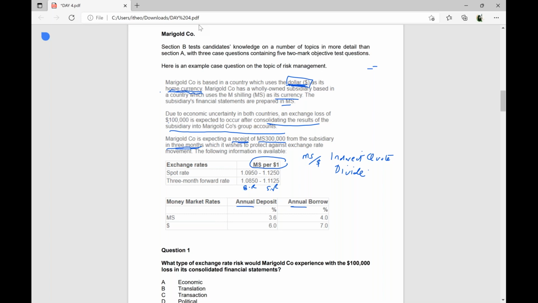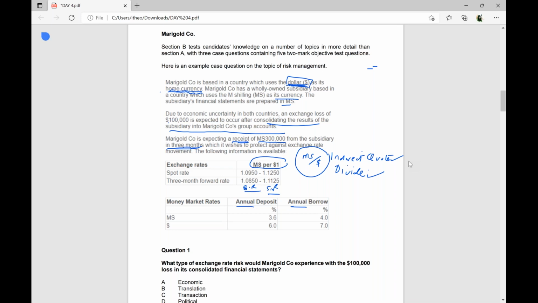Now exchange rates are given in shillings per dollar. If you are given an exchange rate of shillings per dollar, dollar comes in denominator. When your home currency, dollar, is coming in denominator, you will know it's an indirect quote. You will divide to convert, and the two rates are given: spot today's rate and 3-month forward rate. The lower rates will be the buying rates and the higher rates will be the selling rates.